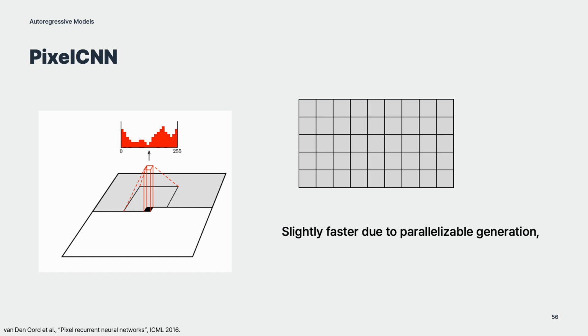Because each pixel depends on local context, pixel CNN allows partial parallelization, which makes it somewhat faster in practice. However, the total number of generation steps remains unchanged. So in the end, the model is still very slow for high-resolution images.